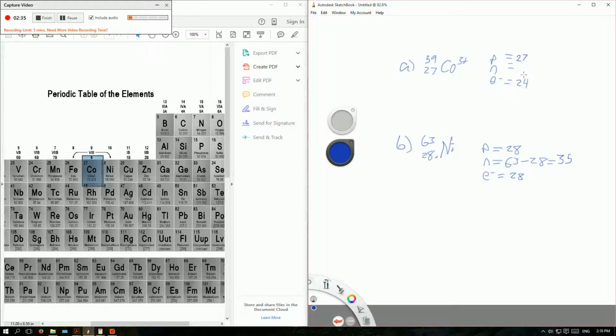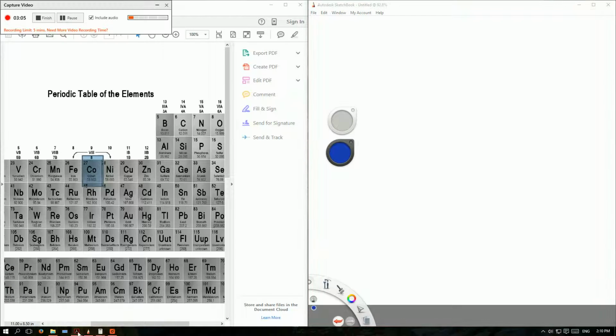Then, the neutrons is the same thing. You can't change the number. Well, you can actually. The only thing you can't change is protons. So you do this, and you would be ending up with 32. So there are 32 neutrons, 27 protons, and 24 electrons in this question.